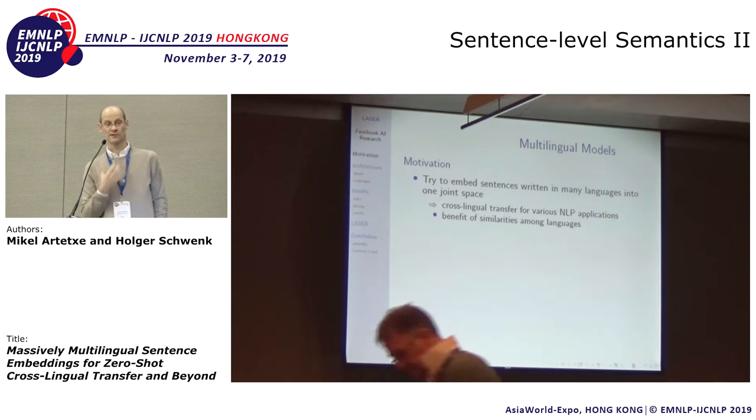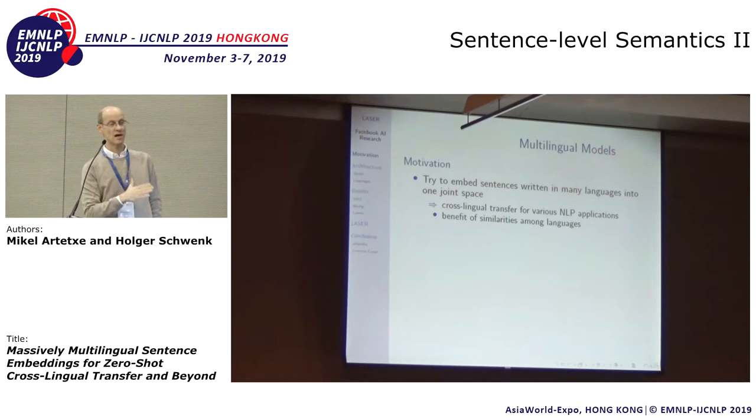So if you have this representation, what could we do with it? First of all, we could do what we call zero-shot transfer. So you have one application, you train it on English, and then without any fine-tuning or modification or adaptation, you apply it to all the languages covered by your model. And also, if you train a model to handle many languages, you have some benefits between the languages because they're not all so different.